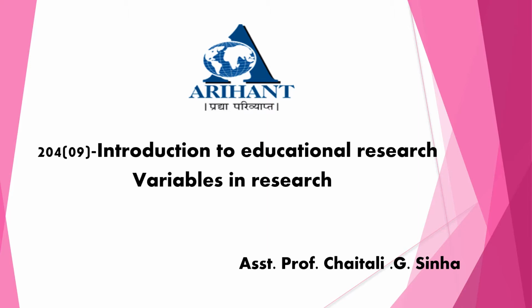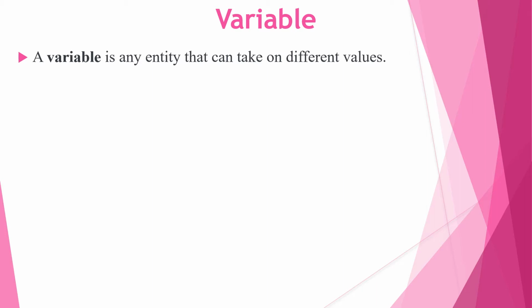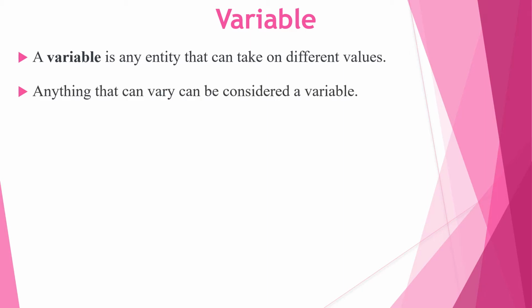This video is related to our course Introduction to Educational Research, where we are going to discuss variables in research. Let's see first what variables actually are. Variables are anything which differs in value, or any entity that takes different values at different times. Anything that can vary will be considered a variable.